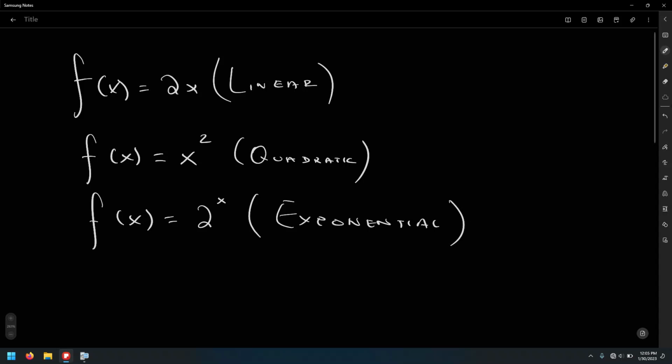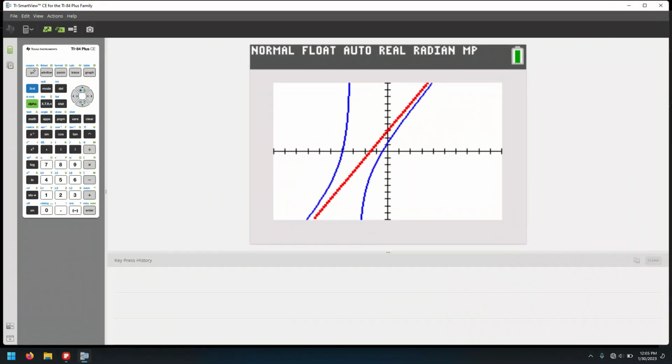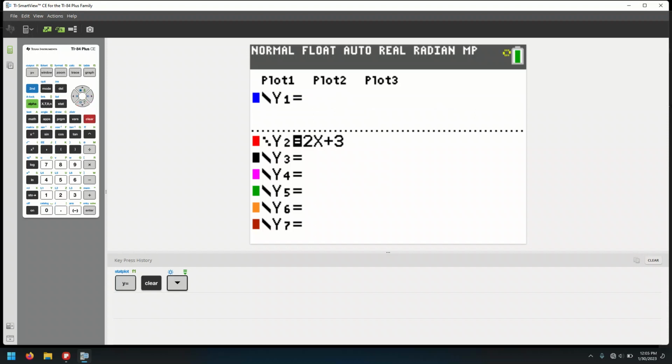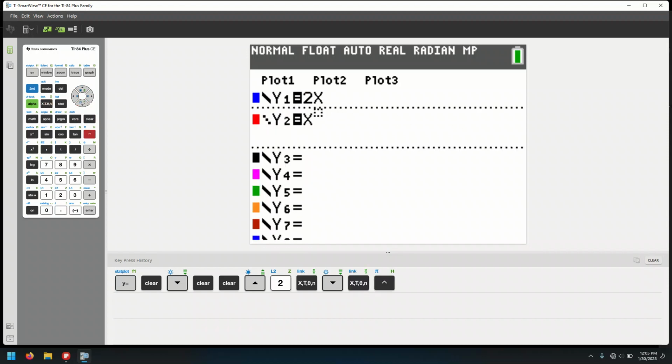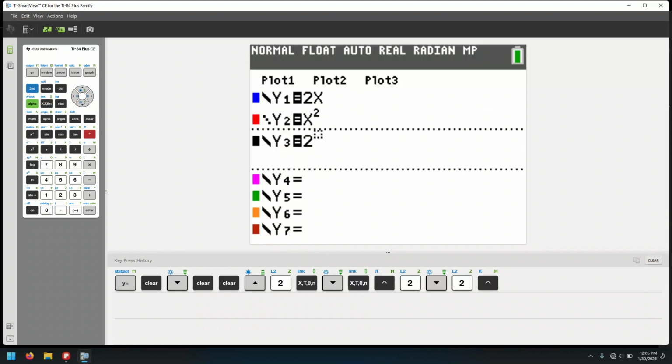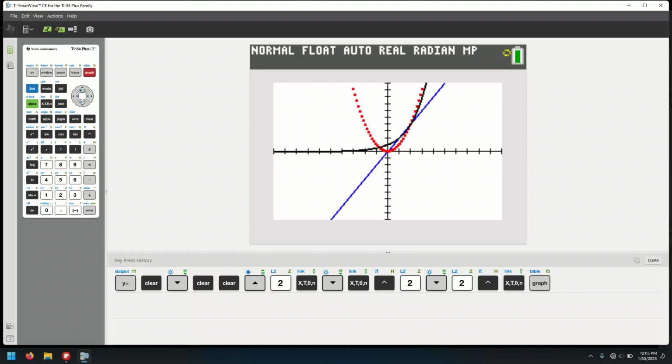To give you an idea of how they look, how about we plot the three of them in the graphing calculator? All right, let me clear everything here. So that's 2x. That's x squared. And that's 2 to the x. Again, they look similar, but the position of the number and the position of the x really makes a whole difference. Graph, what do we have? We have a linear, we have a parabola, and then we have the one that was outputted in black.